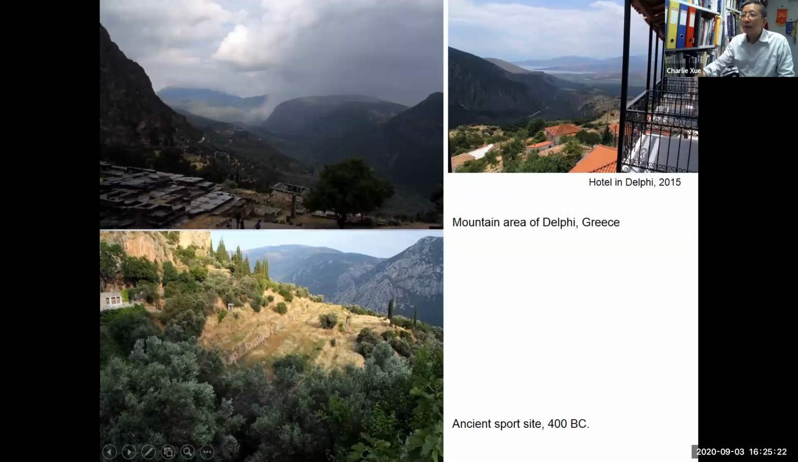That is Delphi and the mountain area, and this is a hotel where I lived, and a beautiful mountain area. With mountains and some water, people would associate these areas with the gods, and think that Superman would be produced in this kind of area.